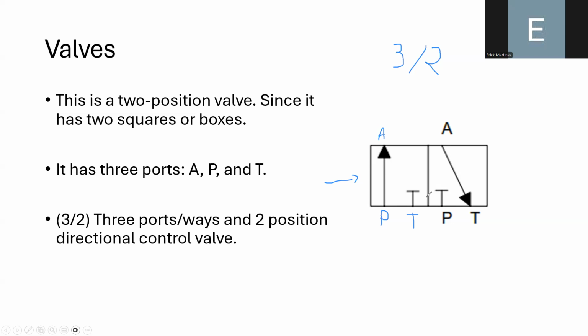Okay? But in the first position, the airflow is moving from port P to A. Okay? In port T, there is no airflow because we have the symbol. But for the second position now, port P does not have an airflow. And then the air is moving from port A to port T. Okay? And this is denoted by the direction of the arrow. Okay? Right here.